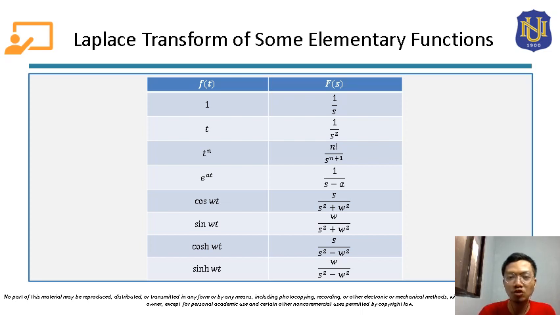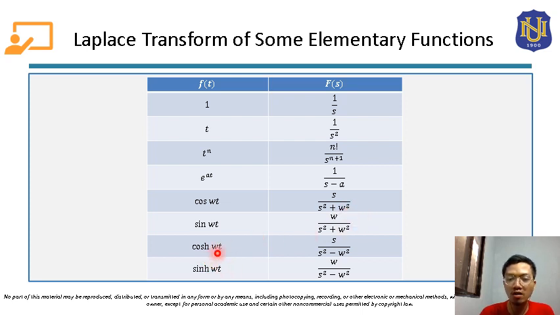Okay, so it is very important that we memorize the Laplace transform of some elementary functions. So be sure to memorize that the Laplace transform of 1 is 1 over s, t is 1 over s squared, and then t raised to n, that will be n factorial over s raised to n plus 1, and then e raised to at, its Laplace transform is 1 over s minus a, cosine wt, s over s squared plus w squared, and then sine wt, its Laplace transform is w over s squared plus w squared.